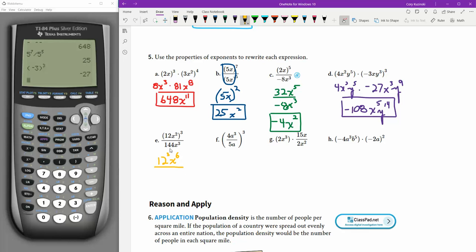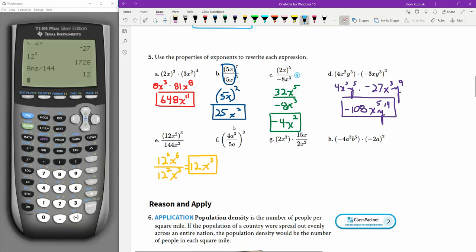Down here on the bottom, I noticed that this 144, that's like 12 squared. Maybe, as you get better, you start to kind of see and look ahead at stuff like that. So 12 cubed divided by 12 squared, 3 minus 2 would be 1. So 12 to the first, x cubed. By noticing that they both could be written as base 12, that saved me these huge numbers. 12 to the third is that number divided by 144. There it is. That's the 12.